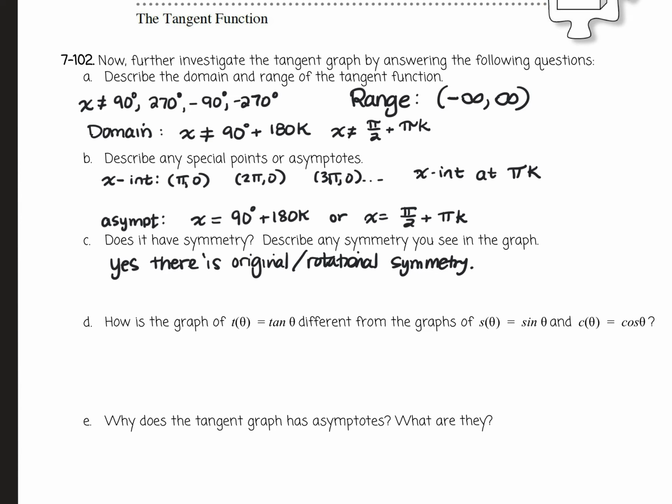And then why do you think that the tangent graph has asymptotes? The reason for that is you're going to get some undefined values in your function. When you do anything over 0, if you try to do 1 over 0, that is undefined. And that's what's going to happen when you try to do the tangent of, say, pi over 2. Because remember, that's the sine of pi over 2 over the cosine of pi over 2, which is just 1 divided by 0. So anytime you get something undefined, that's when you're going to see those asymptotes occurring.